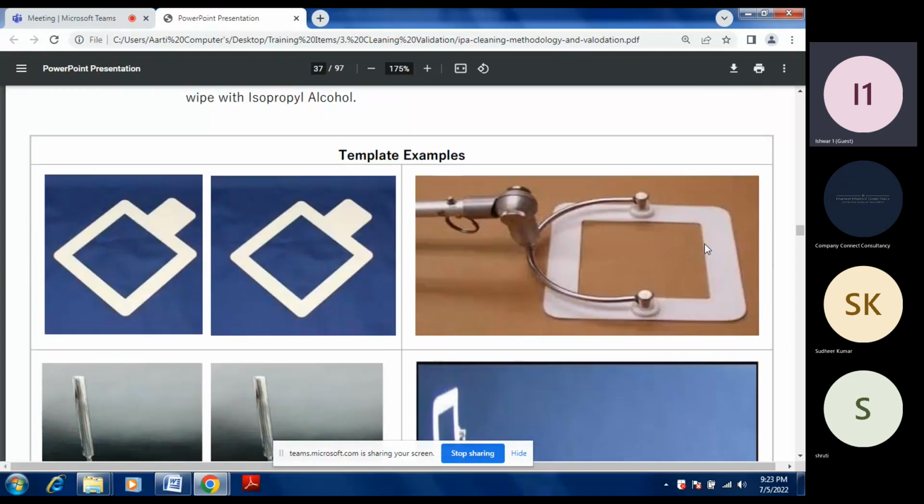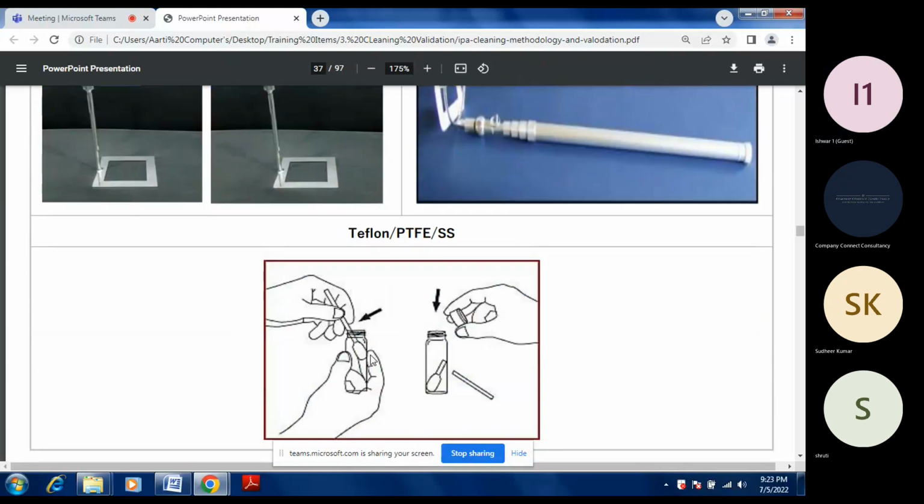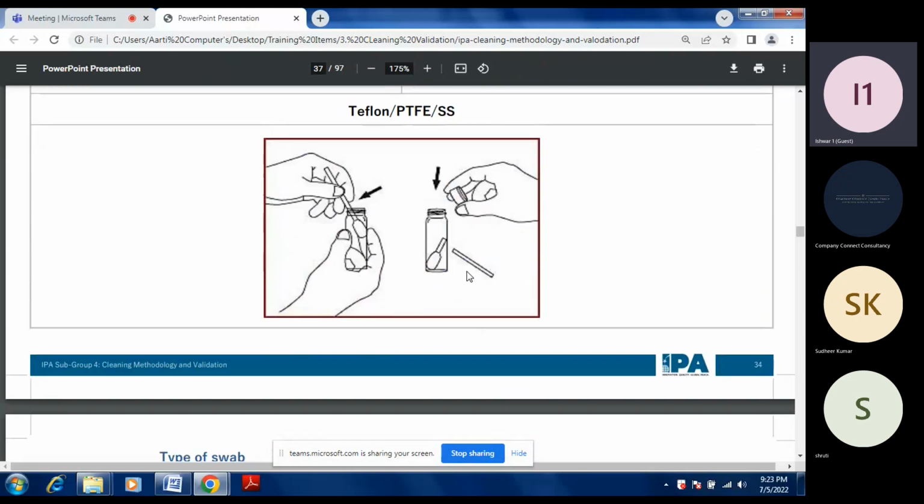And this is the template. As we discussed, we should have a defined area of the equipment for collecting the swabs, so a particular template design should be there. So we can perform the sampling by the appropriate method, horizontal and vertical. Different types of templates we can use, and this is the swab stick with the test tube.